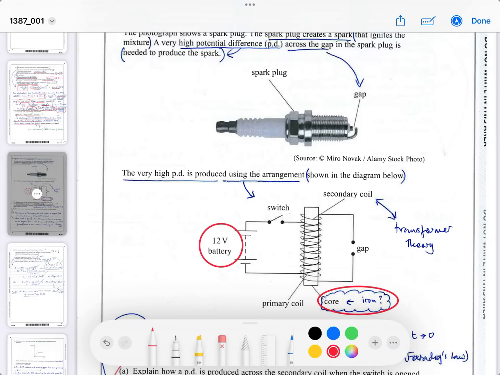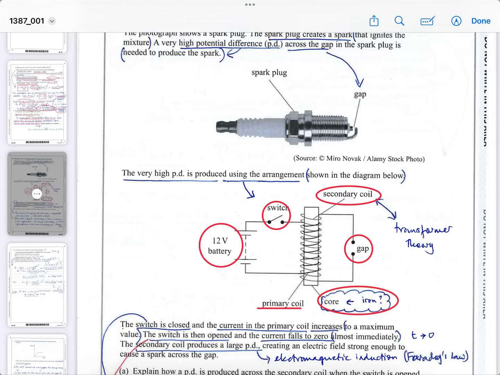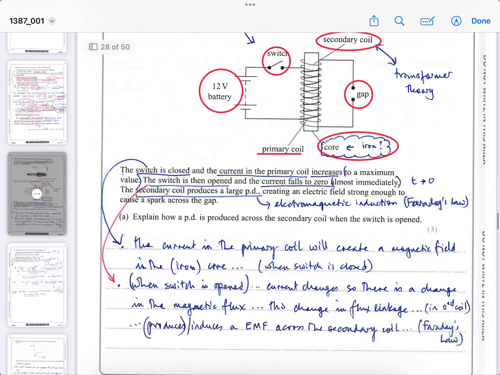And that then induces a magnetic field in the secondary coil. Because the secondary coil has a much larger number of turns compared to the primary coil, you'll get a much greater voltage output across this gap. So when you switch on your car, that's what the switch does. It connects you to a 12-volt battery. That induces a sudden change in the magnetic field, and that's what causes the spark. So it's now describing what I've described to you.